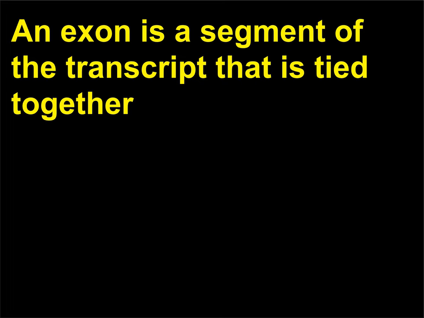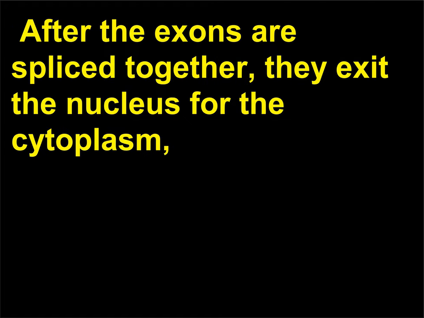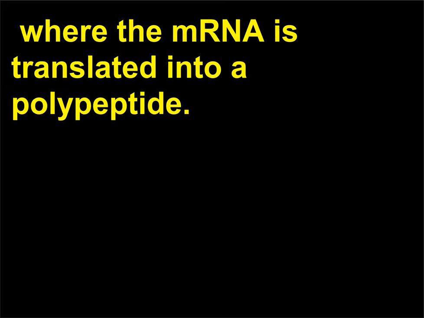An exon is a segment of the transcript that is tied together with other exons by the spliceosome to make the mRNA molecule. After the exons are spliced together, they exit the nucleus for the cytoplasm, where the mRNA is translated into a polypeptide.